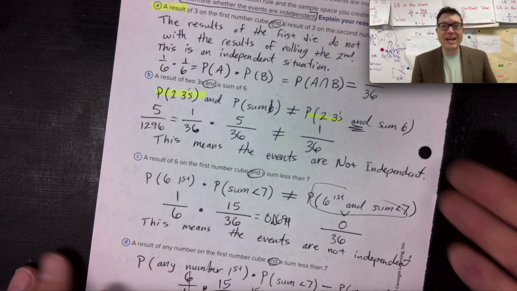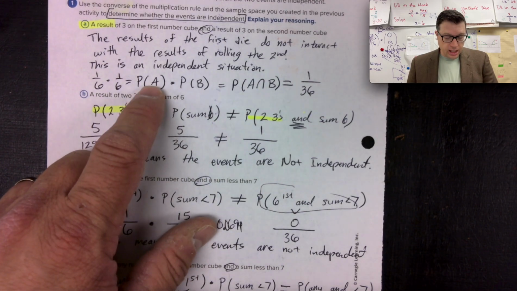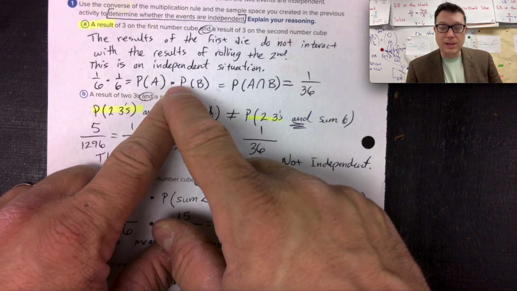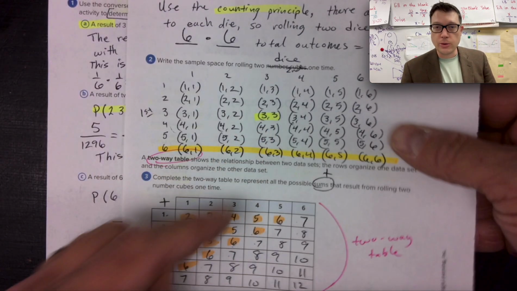So when we talk about independence and dependence, it's all based upon the formula. We want to be able to check whether or not the probability of A times B is equal to the probability of A and B. The only way you know the "and" is you actually list them all and you count.